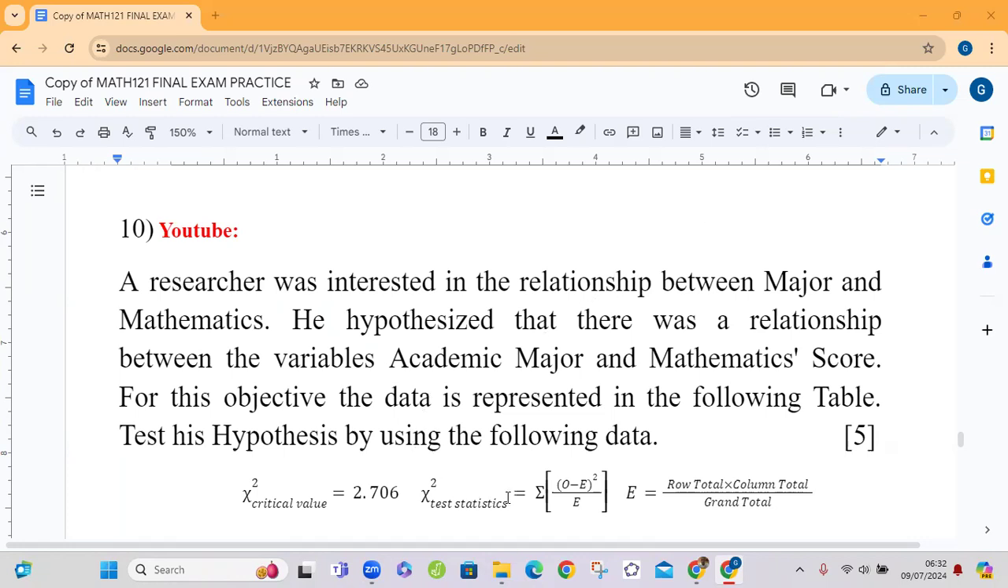The formula to calculate the chi-square test statistic, here it is: the sum of O minus E all squared divided by E. And we need to calculate the expected value for the chi-square test for association. Here it is: row total times column total over grand total.